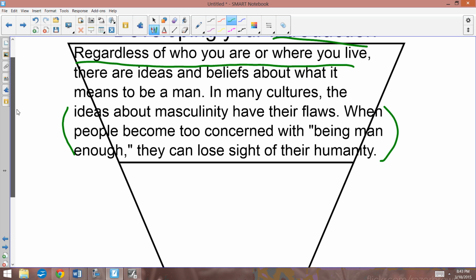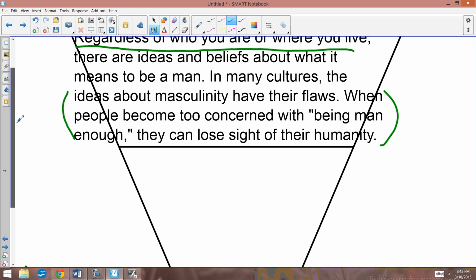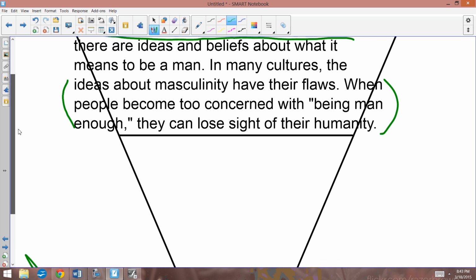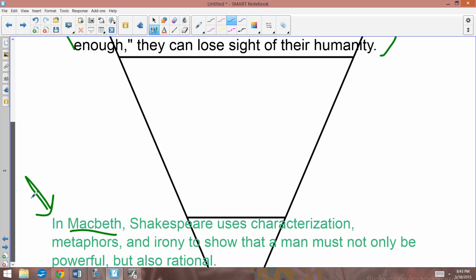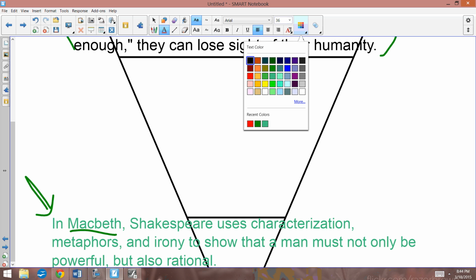Regardless of who you are or where you live, there are ideas and beliefs about what it means to be a man. In many cultures, the ideas about masculinity have their flaws. When people become too concerned with being man enough, they can lose sight of their humanity. In Macbeth, Shakespeare uses characterization, metaphors, and irony to show that a man must not only be powerful, but also rational. Alright, that's not too bad. It's not too shabby.